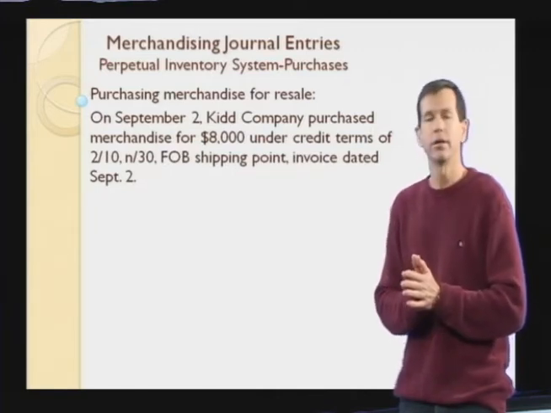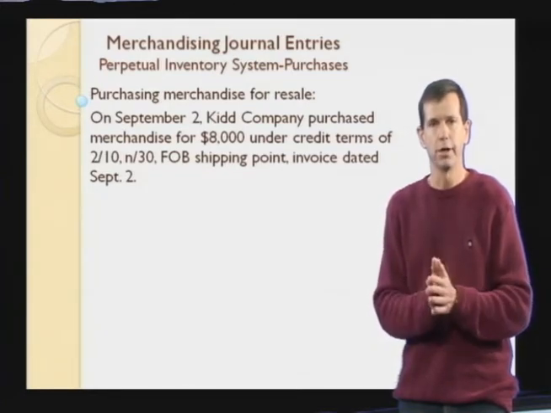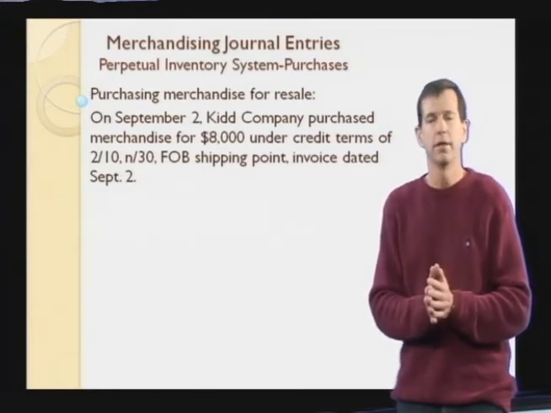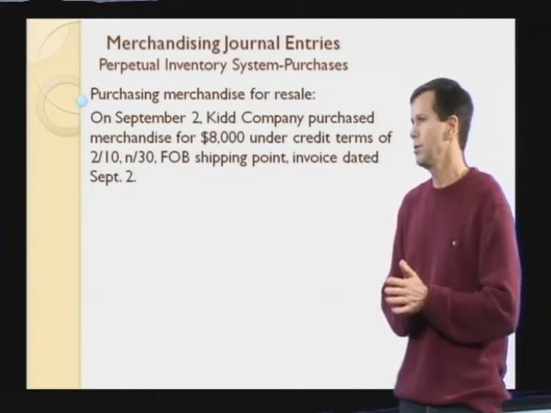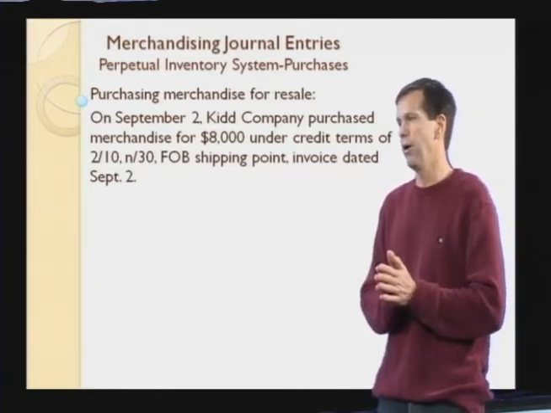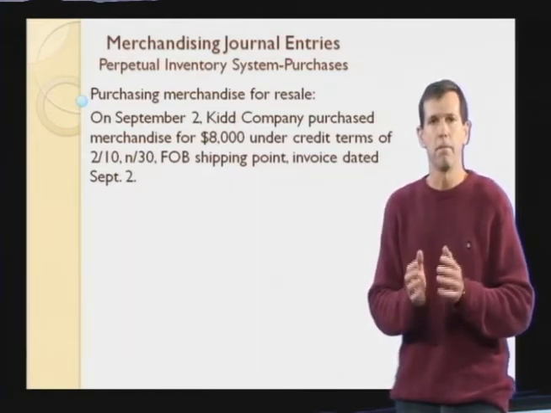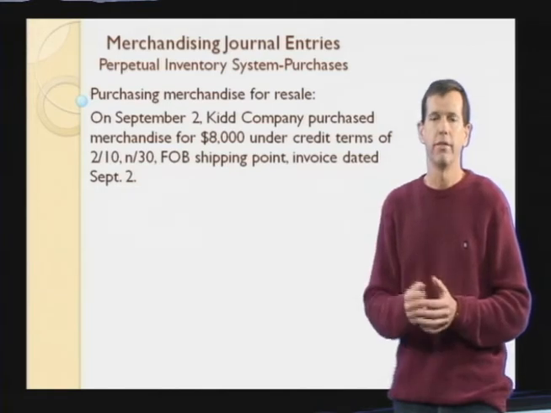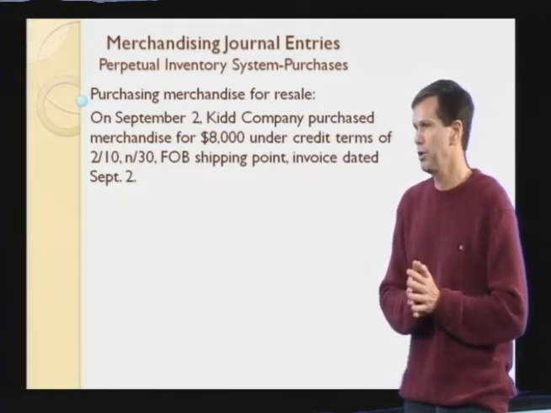A couple things to make note of. The supplier is offering us terms of 2/10 net 30. So if we pay within 10 days, we get a 2% discount. If not, the net amount or full amount is due in 30 days. Also, who pays the freight? It's FOB shipping point, and when it's FOB shipping point, that means the buyer pays the freight, and that's us in this case. Okay, we need to make a journal entry here for the purchase.